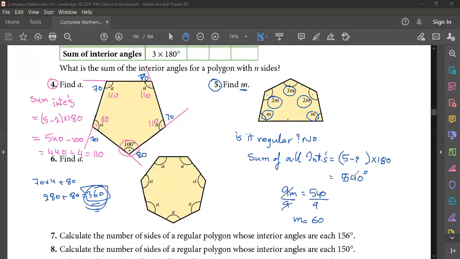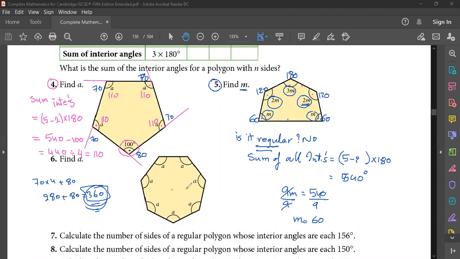So this is 60, and this is 2 times 60, 120. 3 times 60, 180. 2 times 60, and 1. Do you see how? Is that regular? No, it's not regular because they are not equal.